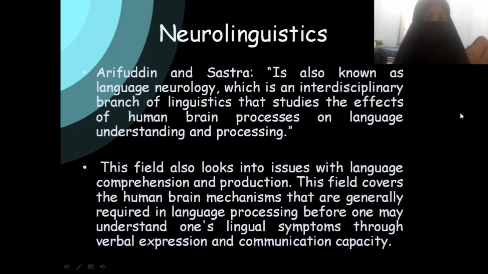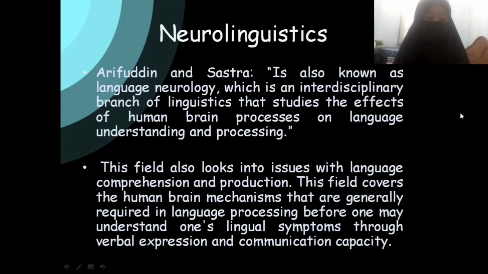According to Arifudin and Sastra, neurolinguistics is also known as language neurology, which is an interdisciplinary branch of linguistics that studies the effects of human brain processes on language understanding and processing. It also looks into issues with language comprehension and production. This field covers the human brain mechanisms that are generally required in language processing before one may understand one's lingual symptoms through verbal expression and communication capacity.